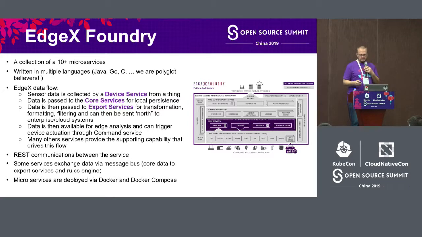And the data flow is like this: on the bottom side you have devices that are connecting to the system using one of the many protocols. And we have REST, OPC-UA, Modbus, BACnet, ZigBee, Bluetooth Low Energy, MQTT, etc. And then those device services push the data to core services, and then core services push the data to distribution services. And distribution services then can push the data out of the edge to the next tier in your IoT platform or to cloud. You have management, and you have security also in the system.